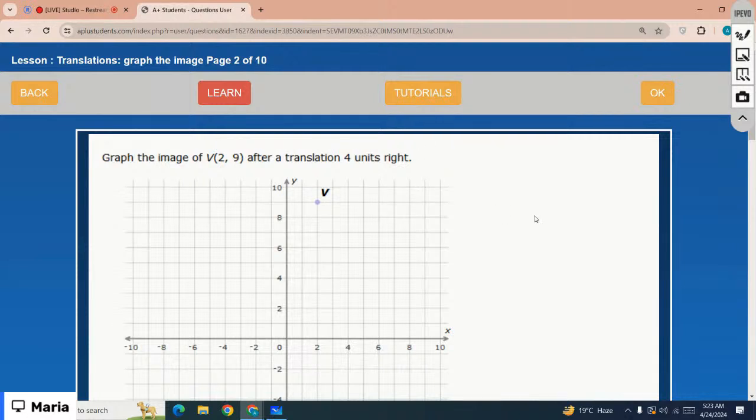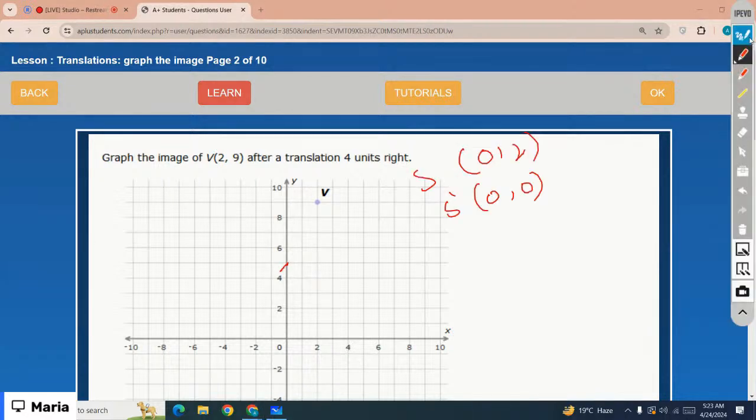Okay, the next one is graph the image V after a translation of 4 units right. So you need to move 4 units right. Right and left movements are on the x-axis, right? So you have to move 4 units right: 1, 2, 3, and 4. Here you are. That is the new point V dash, and it has the coordinates 6 and 9. Got it?